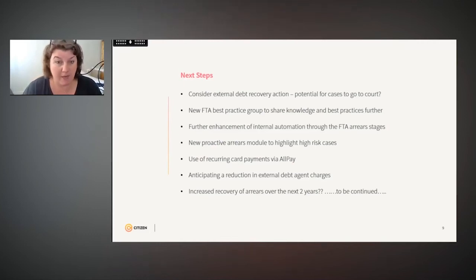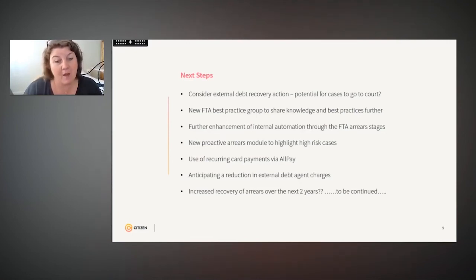We do anticipate a reduction in our external debt agent charges because we're doing more recovery action ourselves. We haven't yet realised that, but we're hoping over this financial year that we will certainly see a reduction in that. And we're hoping, obviously, that our recovery arrears will increase and that will secure a bigger recovery over the next 2 years. But like everything in income at the moment, it's continually evolving.